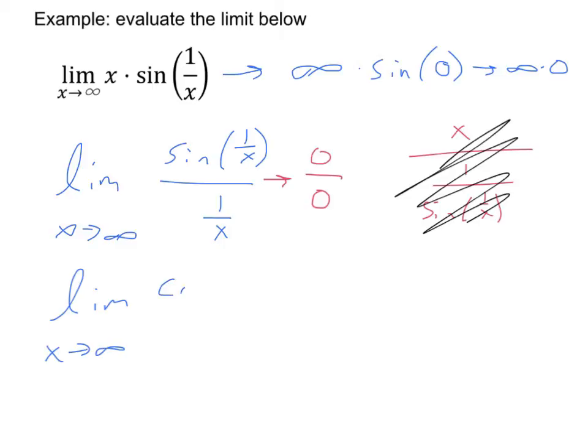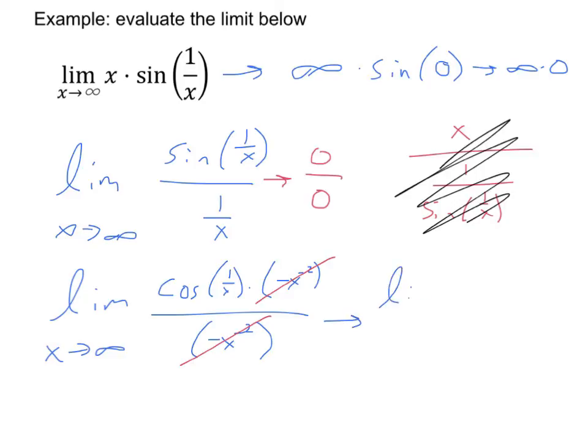What we end up with is the cosine of 1 over x times, by the chain rule, the derivative of what's inside, that's negative x to the negative 2, over the derivative of 1 over x, that's also negative x to the negative 2, which is marvelously convenient because it means these two things divide to be 1. And all I'm left with is this limit as x approaches infinity of the cosine of 1 over x.